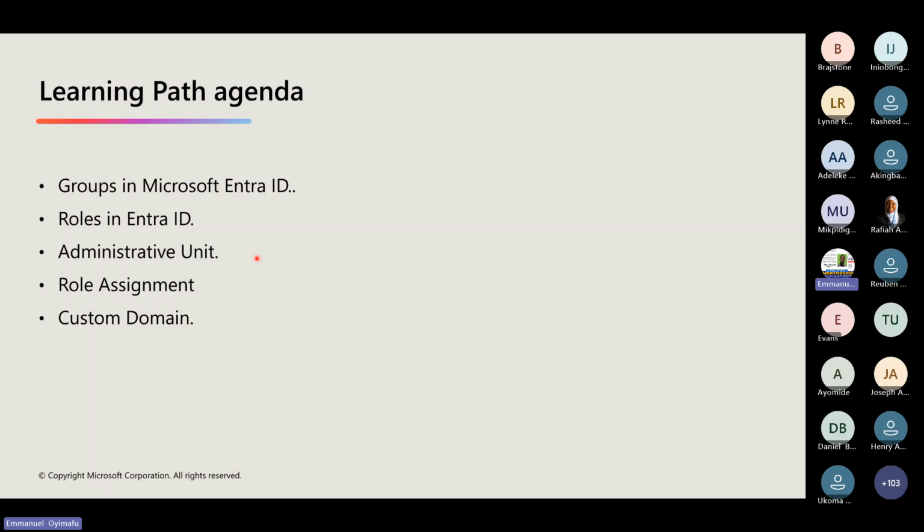Then I'm going to explain the use case of administrative units and how they work. We are still going to look at role assignments. I'm going to explain what role assignments are and how they are used. Then we are going to look at how we can manage custom domains. So first of all, let's go.